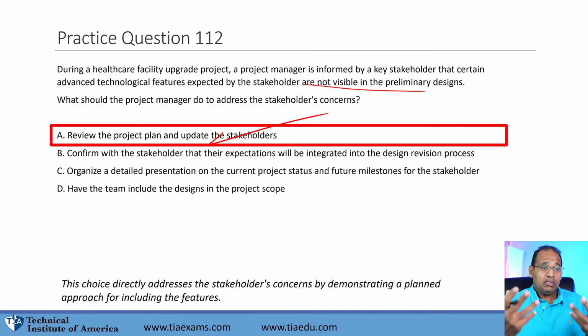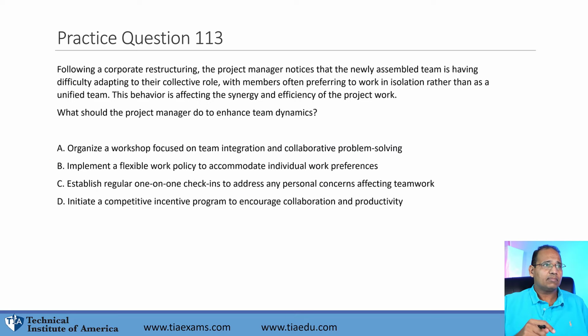You're a project manager. A stakeholder comes to you and says, hey, that's not in the plan. But are you sure it's not in the plan? Do you know that? Your next step, how are you going to address this? Your best step here is to review the plan to see if it is or it's not. You can't confirm with them that it'll be integrated unless you check that plan. You shouldn't organize a detailed presentation on milestones for stakeholders. Check the plan first. The team can't just include things like that in a scope. It has to go through a full change process. If it's a traditional project, it'll go through a change process. If it's an agile project, only the product owner can add it.